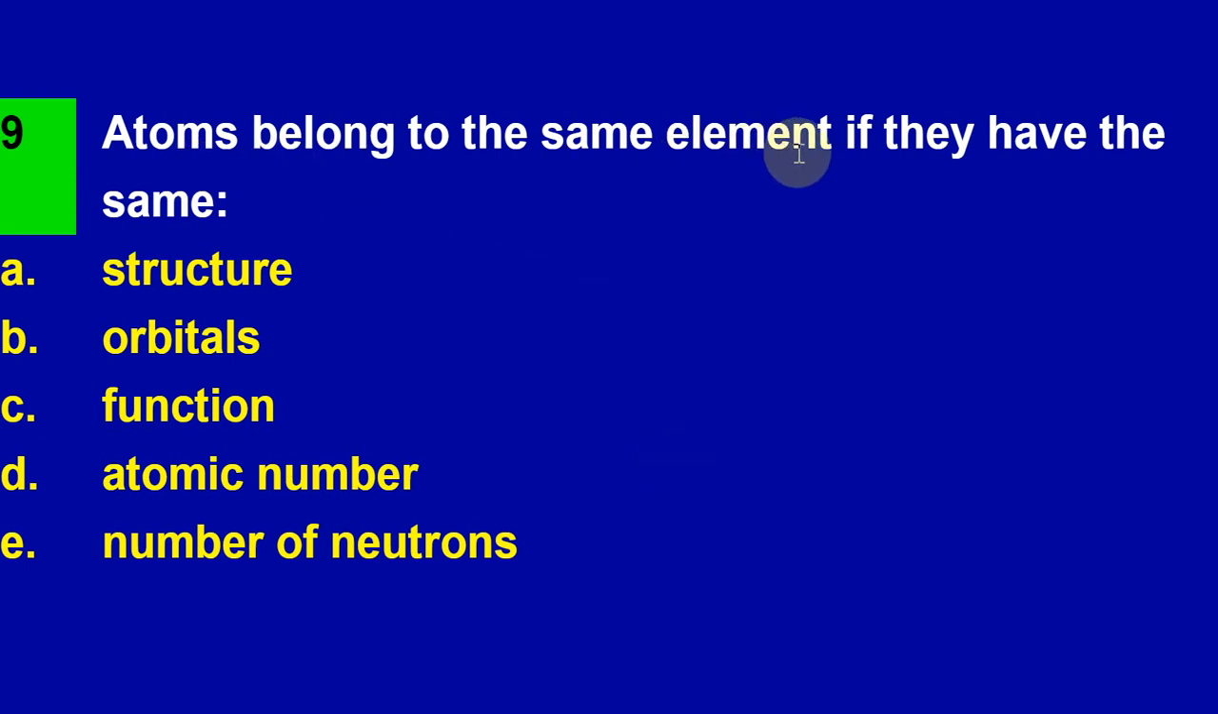Okay, atoms belong to the same element if they have the same... What is the defining feature of an atom that associates it with a certain element? Is it the structure, orbitals, function, atomic number, number of neutrons? What do you think? Same element should have the same atomic number, right? Yeah. Next.